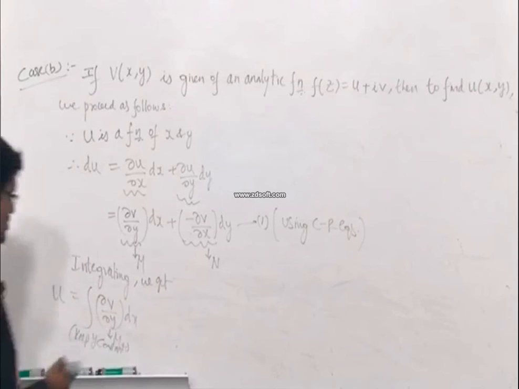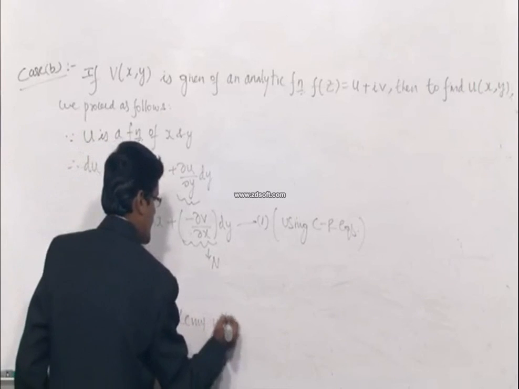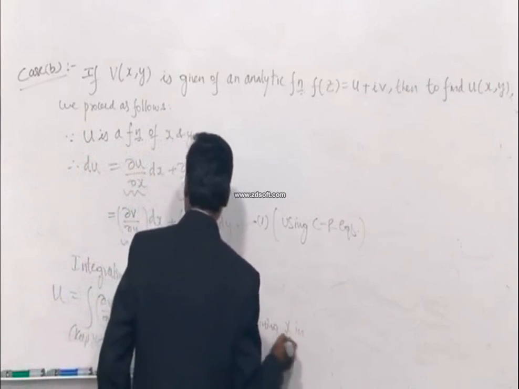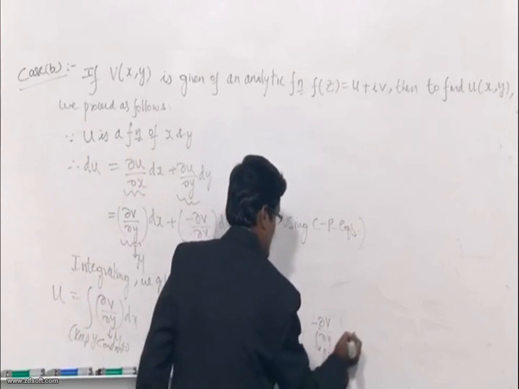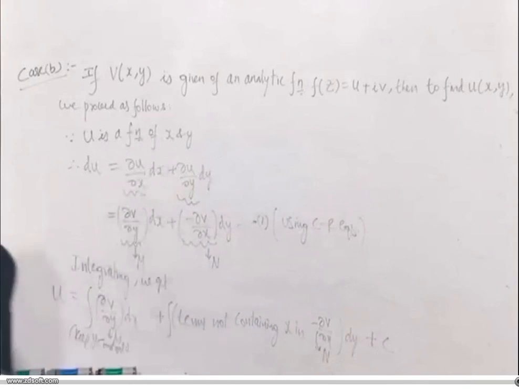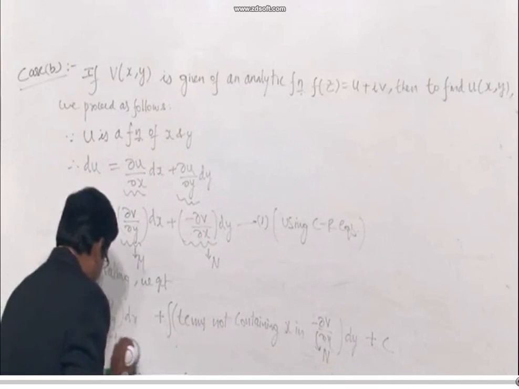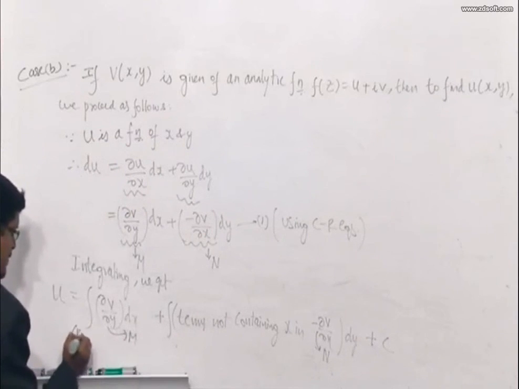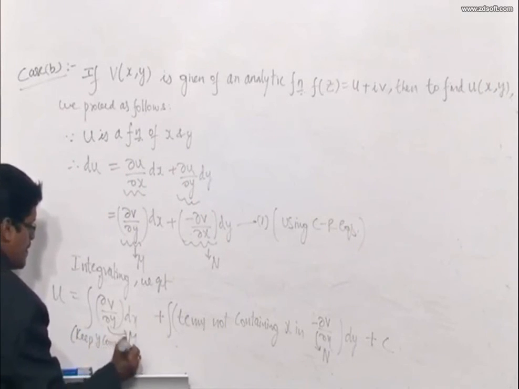keep y constant, which I have given, plus integral of the terms not containing x in n. What is n here? Minus dou v by dou x. This is your n. All terms with respect to y, plus c. This is the procedure to find u whenever v is given. This is m into dx. Keep y constant.